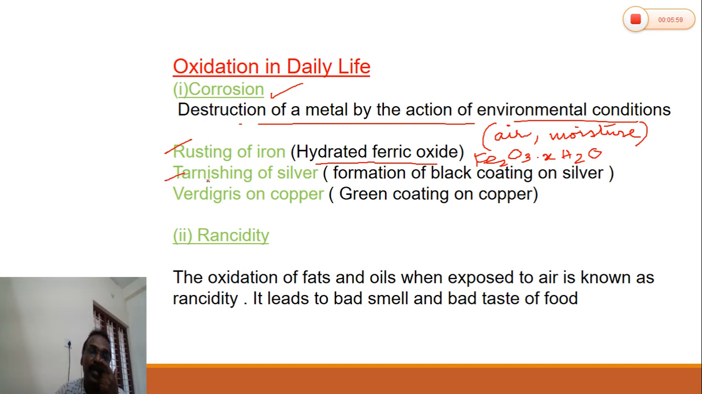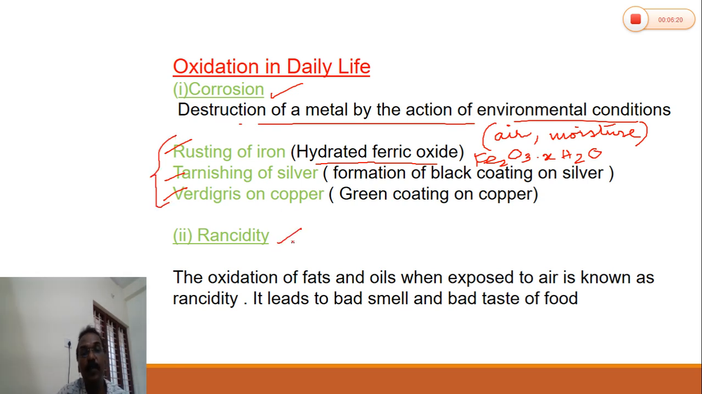Another example is the tarnishing of silver. There is formation of a black coating on silver. Here silver sulfide is formed. That is also an oxidation reaction, oxidation of silver. Next one is verdigris. Verdigris is a green coating on the surface of copper. These are three examples of corrosion.